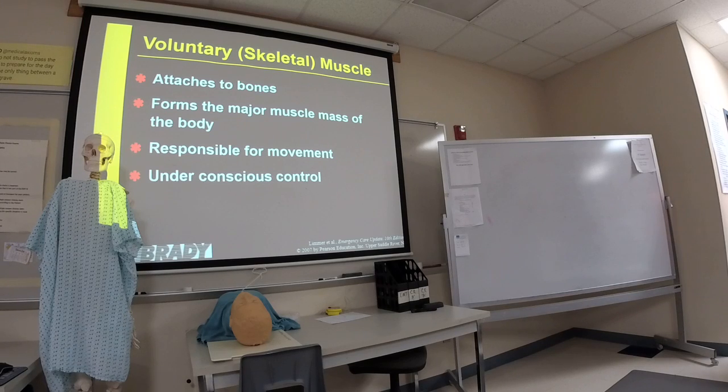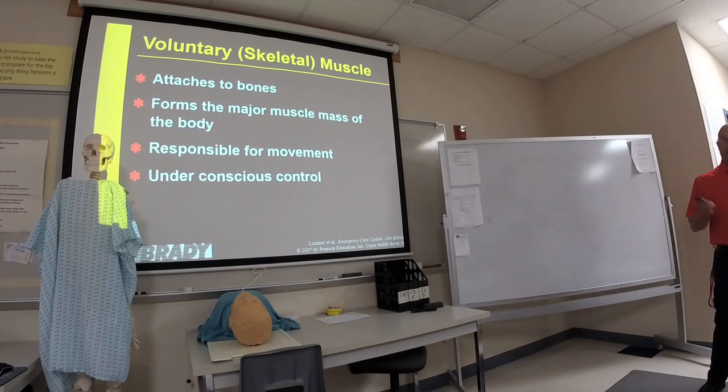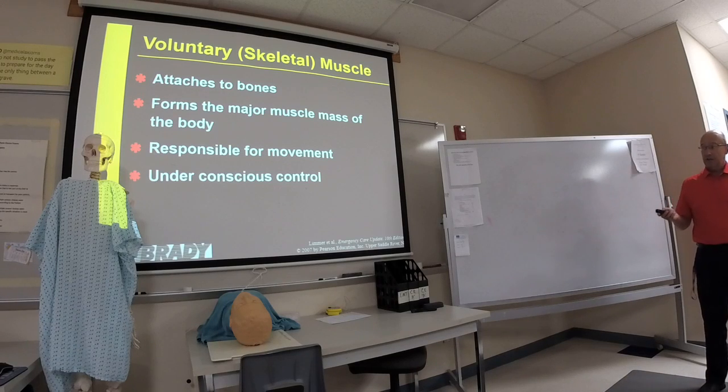Like someone having a stroke, they may have paralysis, hemiparalysis, right, on one side, where that part of the brain is not functioning because of a stroke. Right? Y'all savvy stroke? Y'all talked about stroke a little bit? Okay. So, but it attaches to bones. It makes us form. This is where we get the bulk of it. It's under conscious control. I have control over voluntary or skeletal muscle.